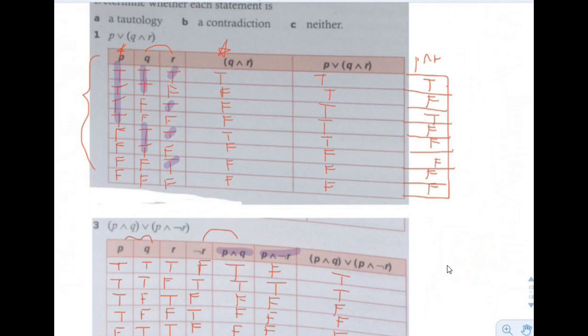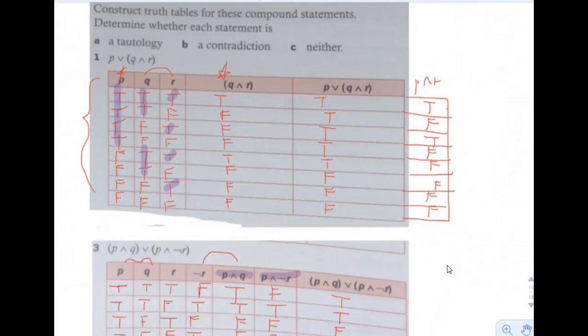Okay, so for P and R, most everything is false, but there's a couple of truths. And what's the other one we need to find? We need to find Q and not R. Q and not R. So Q and not R. Do we have a not R here? No, we don't. Well, let's do this then.